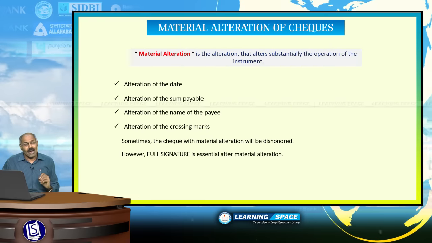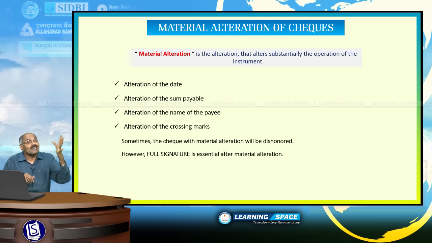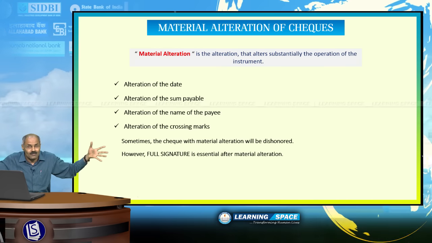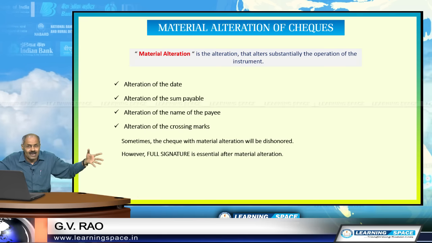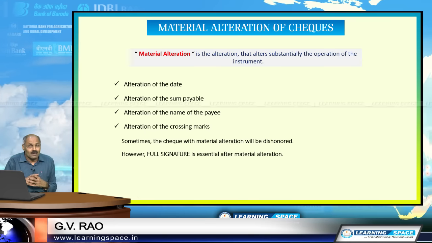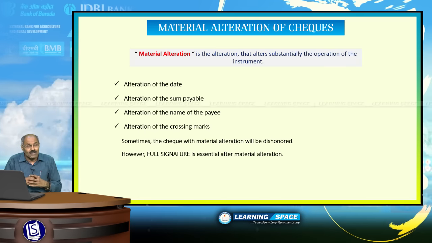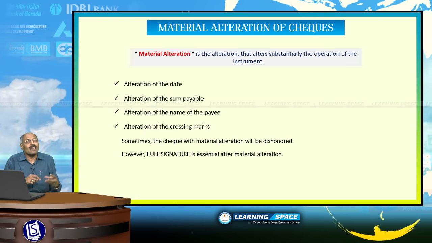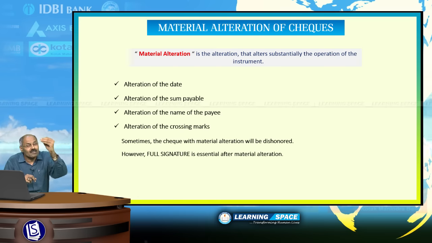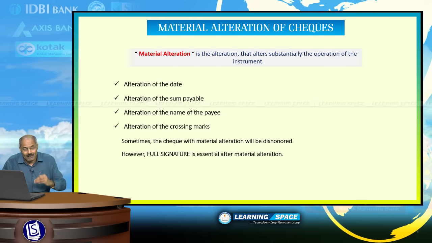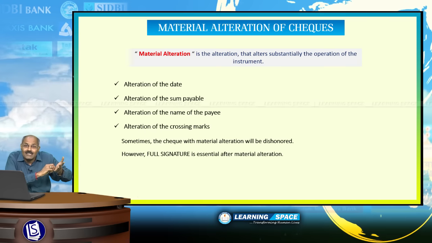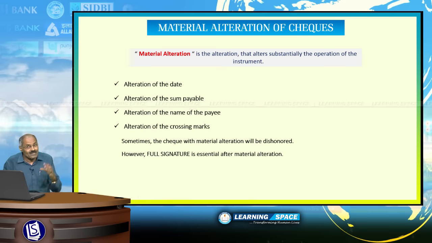Please don't forget. And what is meant by material alteration of checks? Material alteration is the alteration which alters the character of the check. That means the operation of the check will be altered, especially alteration of the date, alteration of the sum payable, alteration of the name of the payee. If you make some alteration, it indicates that there is some sort of suspicion on the check. That is why these important things are called material alterations, please don't forget. And whenever any alteration is there, it requires the full signature of the drawer of the check, please don't forget.